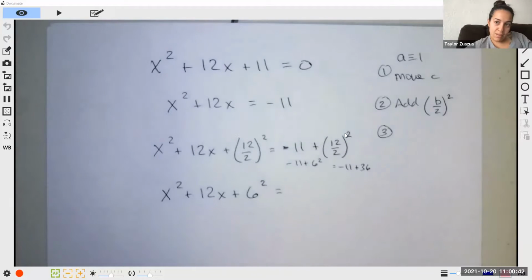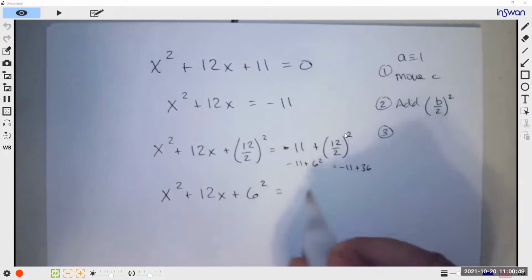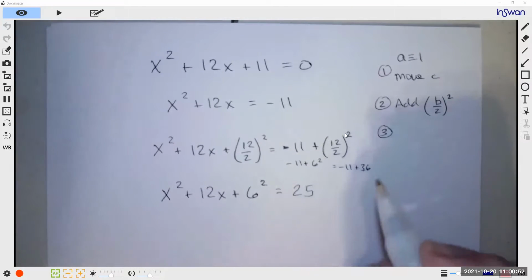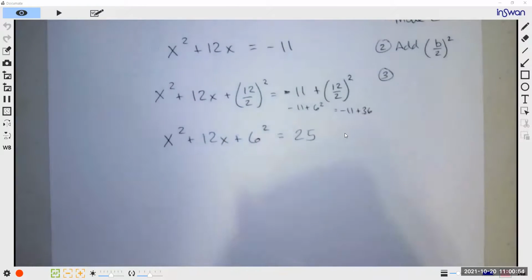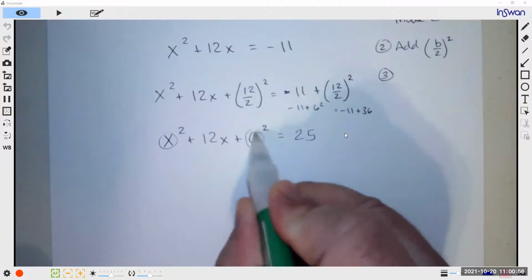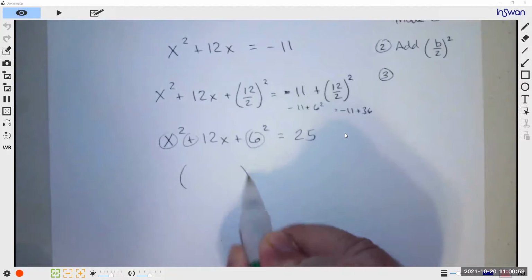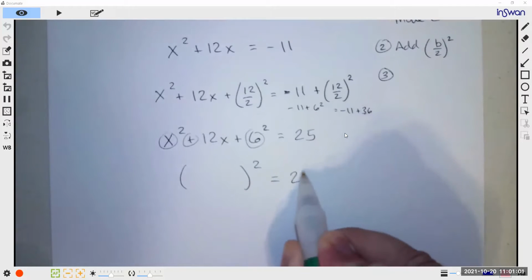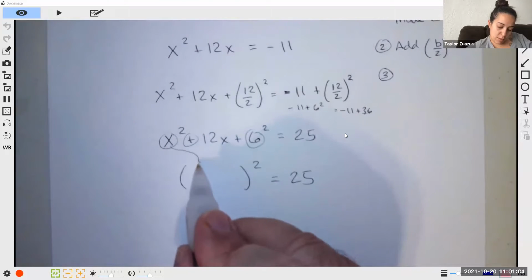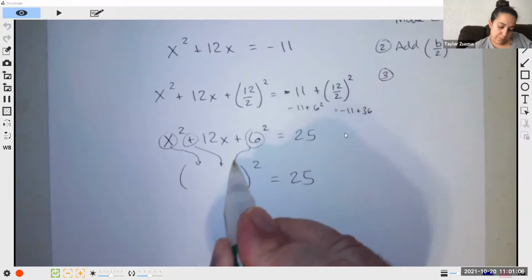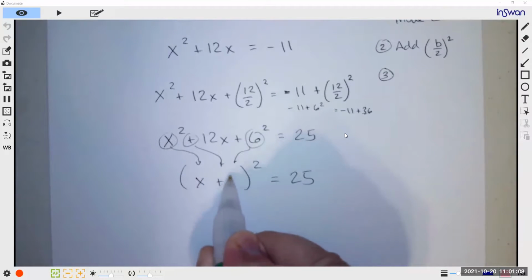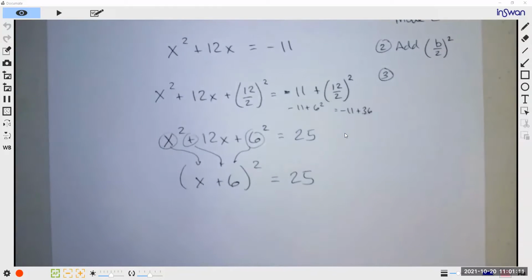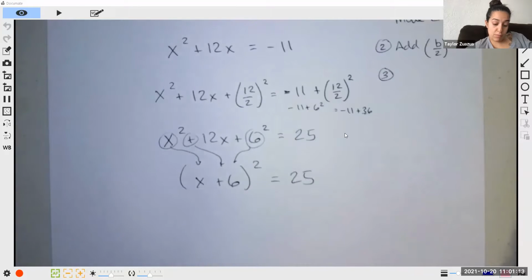So it'll be 36 minus 11, which is 25. Whatever's under the square and the first sign: so it's x plus 6, squared, equals 25.